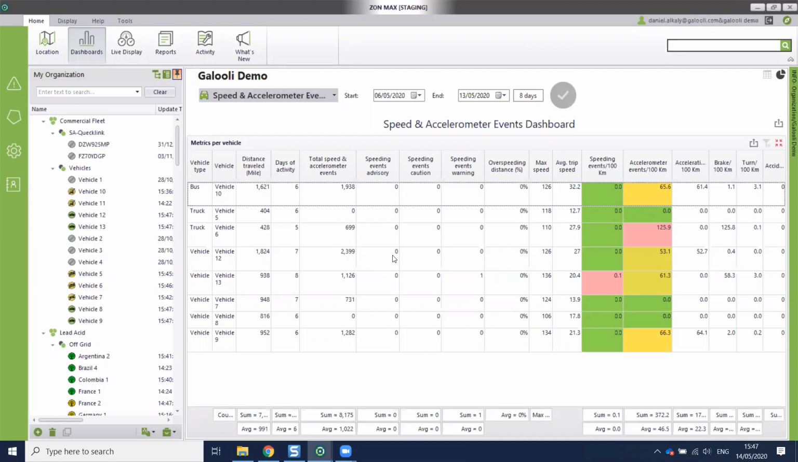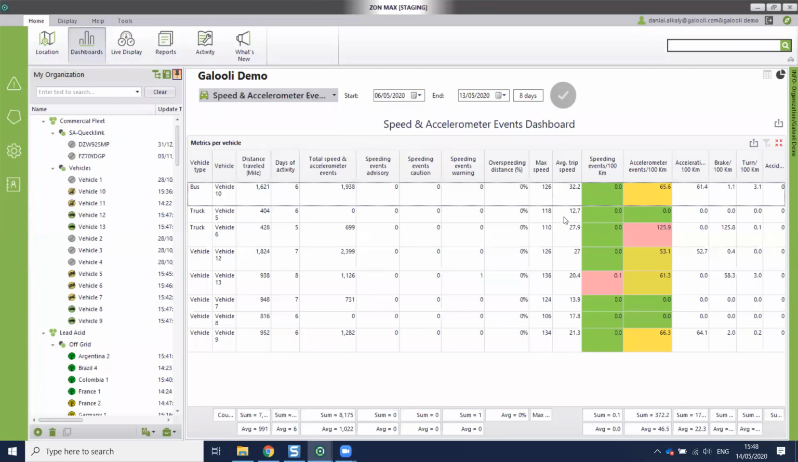If there were speeding events, we would be able to see all of them. Okay, so there's actually only one right now. And they're set up according to severity. That depends on the severity you set up in the events. The overspeeding distance, this is kind of going back to what I showed you before, how much of this 1,621 kilometers was spent overspeeding. We have the maximum speed covered. Okay, so we could actually see what was the maximum speed.